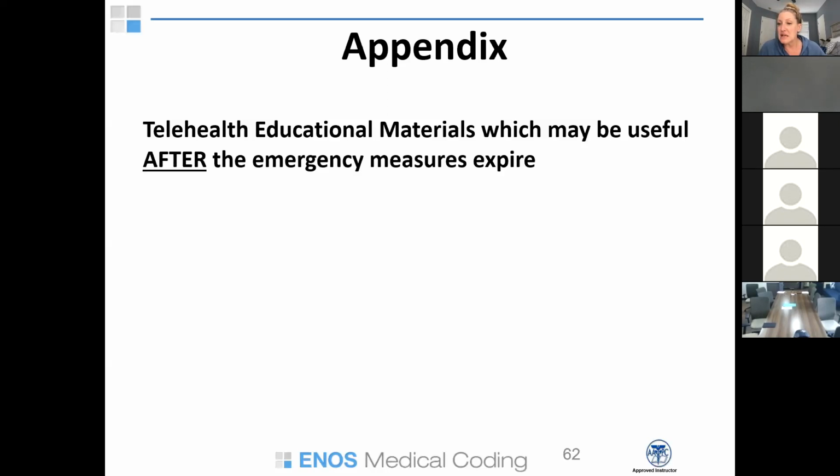The next question is, do we know who pays for the 99441-3? Typically, commercial carriers pay for that, but in California, you need to make some phone calls, have your billing folks talk to the payers that you contract with, and then come up with a grid of who will pay for it or not. It's not universal.